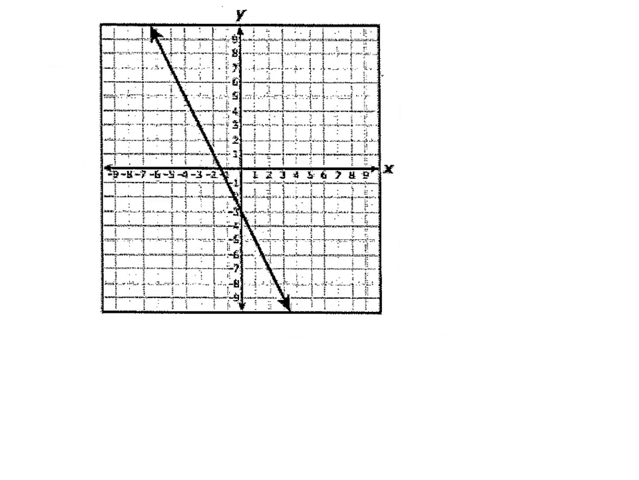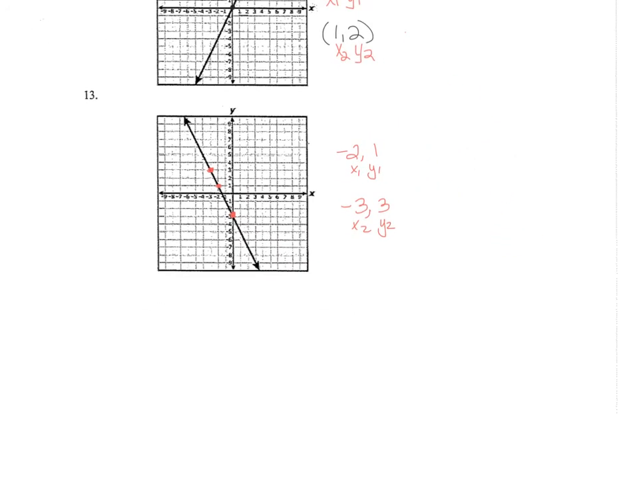On number 13, a lot of people have tried to put the wrong thing as the y-intercept. Not real sure why, but that should be your y-intercept. And you can also use this point, and I think that's a point. So negative 2, 1, so we'll just label it x1, y1, and then negative 3, positive 3. So x2, y2, and use your slope formula.